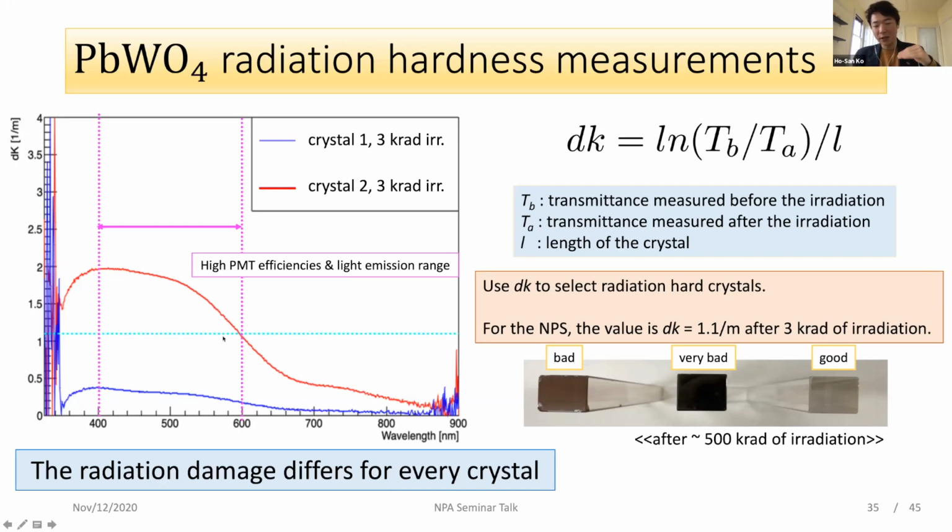And we see that each crystal has different radiation hardness, and we use 1.1 per meter delta K value after 3 kilorad of irradiation to distinguish good crystal and bad crystal for the NPS. And sometimes the radiation damage is visible. For a good crystal, from the PMT point of view, it is transparent, but if it's very bad, the PMT sees nothing.